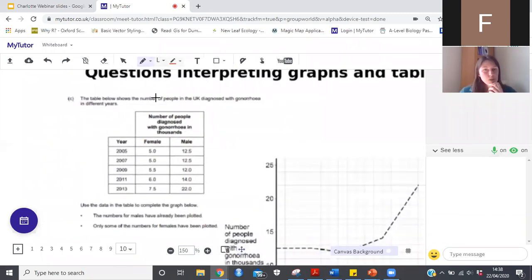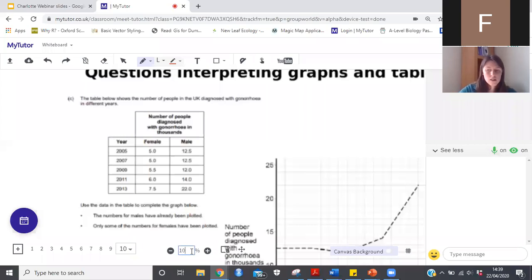So the table below shows the number of people in the UK diagnosed with gonorrhea in different years. So, got the years down the left-hand side here, 2005 to 2013. And then we've got the number of people diagnosed with gonorrhea in thousands, and they're split into females and males. Use the data in the table to complete the graph below. The numbers for males have already been plotted, and only some of the numbers for females have been plotted. Okay, that seems simple enough.